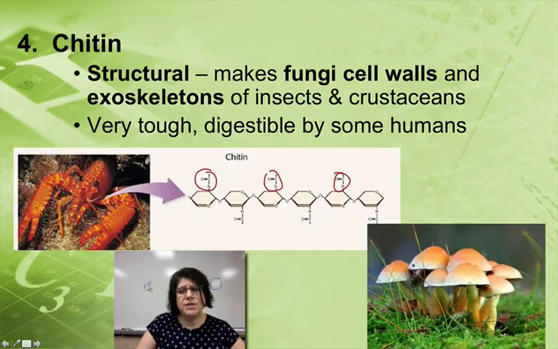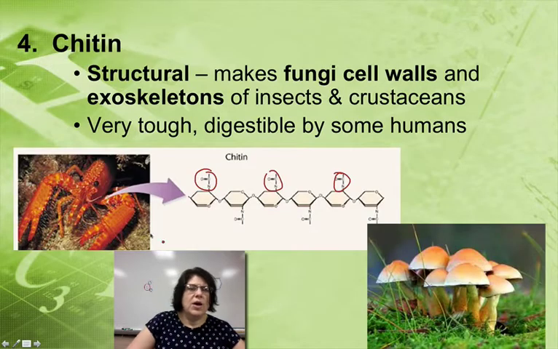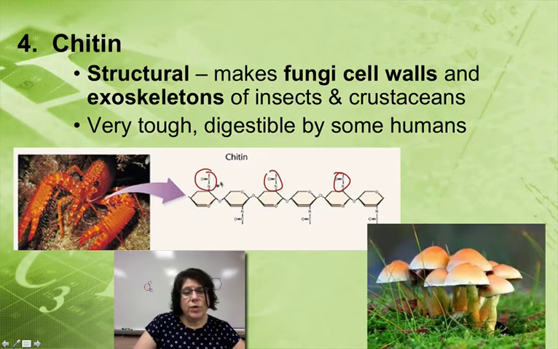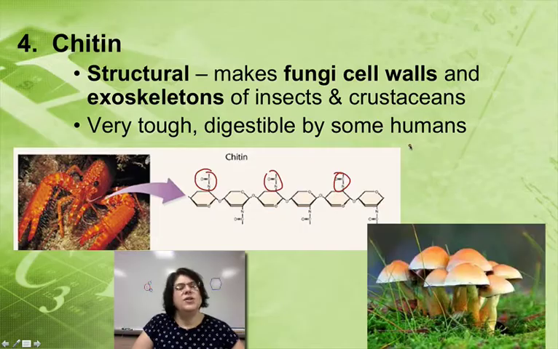Here are some mushrooms. The cell walls here are made of this. This is what gives mushrooms and mold and things like that their texture. It's a different kind of texture than you would find with cellulose cell walls, so chitin cell walls. Also, the exoskeletons of insects and crustaceans. It is reinforced here with some extra elements besides C, H, and O that are going to make it very tough. Some humans can digest this. In other humans, it just acts like another source of fiber.